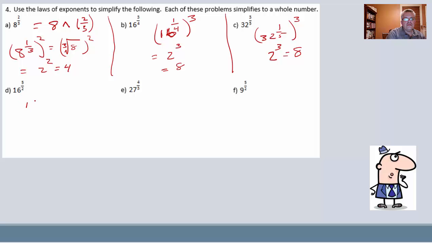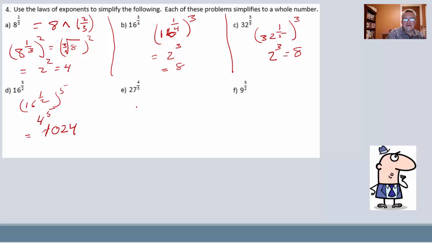16 to the 1/2 to the 5th. So I'm going to take the square root first. The square root of 16 is 4. And 4 to the 5th is 1024.